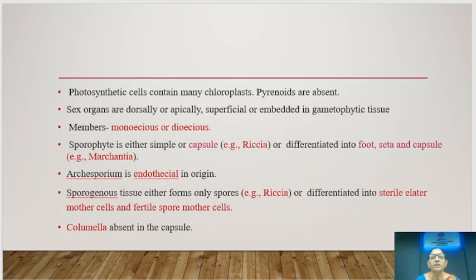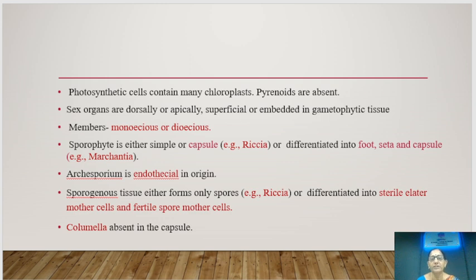In liverworts, the photosynthetic cells contain many chloroplasts, where the pyrenoids are absent. The sex organs are dorsally, apically or superficially present. The members may be monoecious or dioecious. In liverworts, the sporophyte is either simple, as in Riccia, where only the capsule is present, while in Marchantia, the sporophyte is differentiated into foot, seta, and capsule. The archesporium is mostly endothecial in origin.